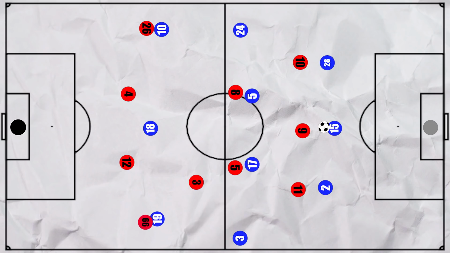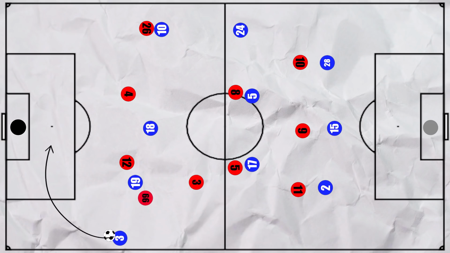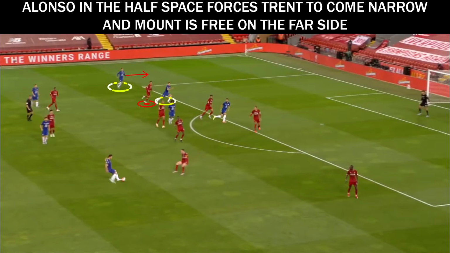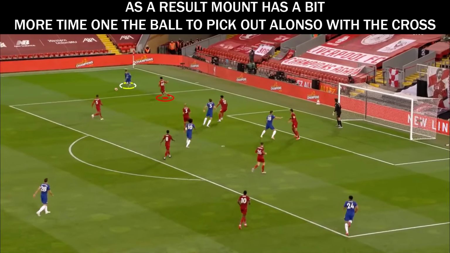But this could be even more dangerous when Mount moved infield into the half space early, allowing Alonso space high on the flank where he could advance and get the cross in. We see shades of this in Giroud's goal. The ball is moved to the centre, and this time it's Alonso in the half space drawing Trent and freeing up the space for Mount to cross, and the goal comes from this.